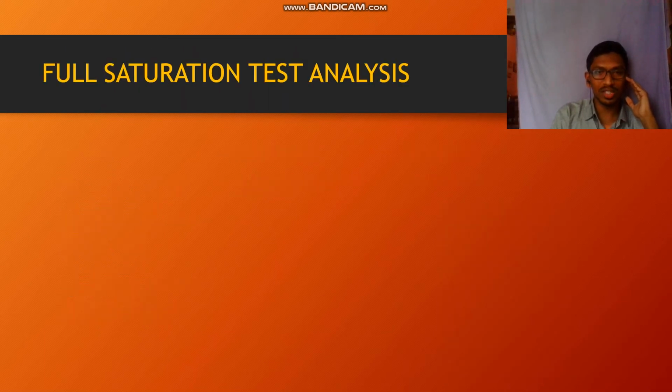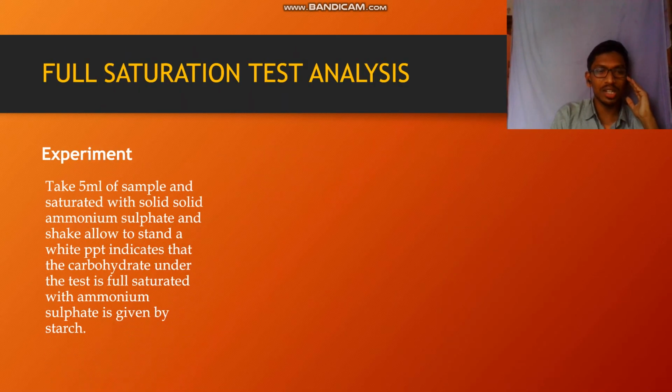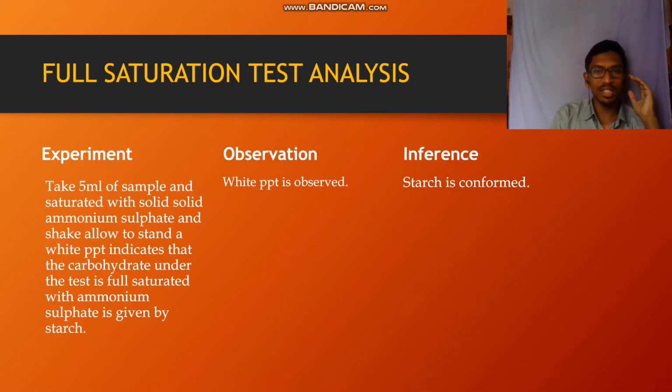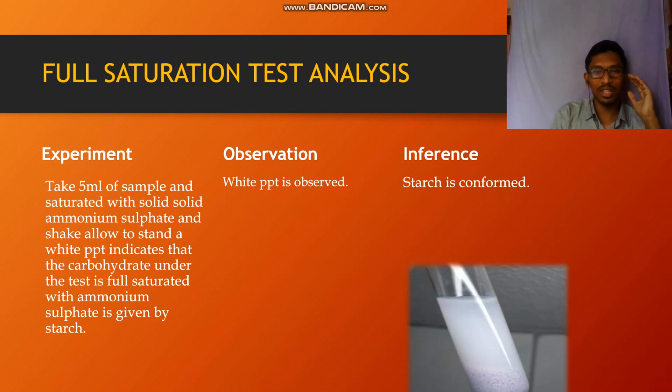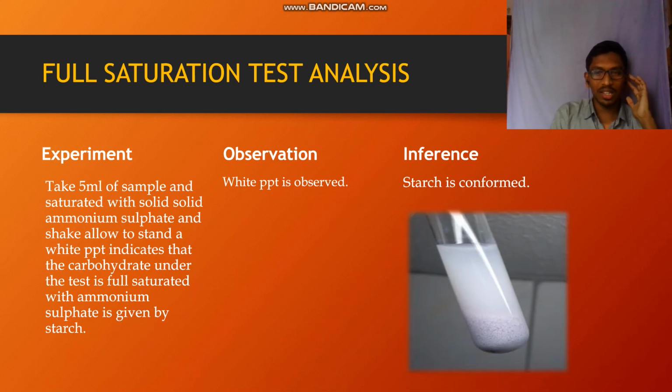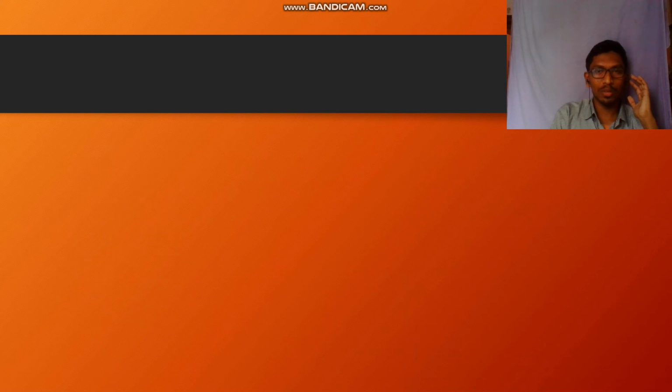We'll go with the full saturation test for confirmation of starch. Take 5 ml of sample and saturate with solid ammonium sulfate, shake, and allow to stand. A white precipitate indicates that the carbohydrate under test is fully saturated with ammonium sulfate, given by starch. The observation is the same as with half saturation: white precipitate observed, and the inference is that starch is confirmed. Here you can observe the image: at the bottom of the test tube, a white precipitate is formed.